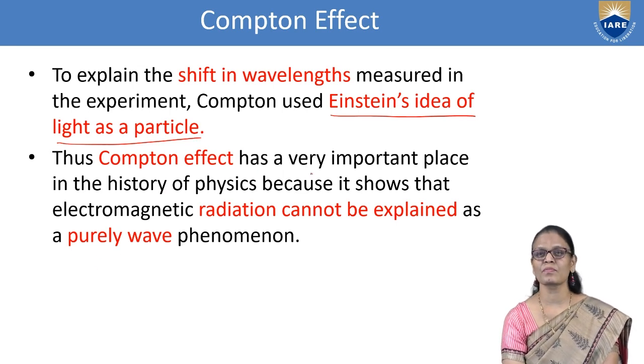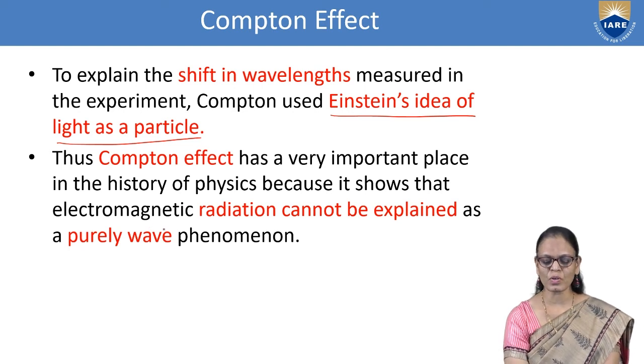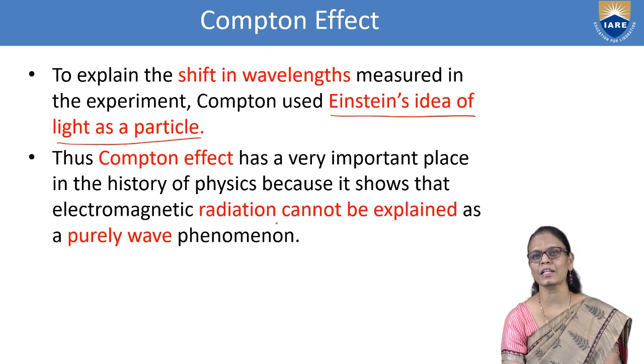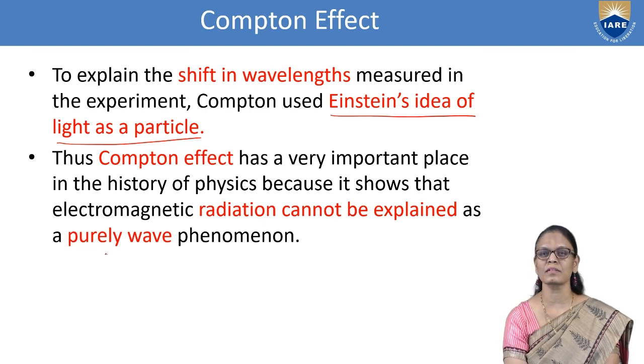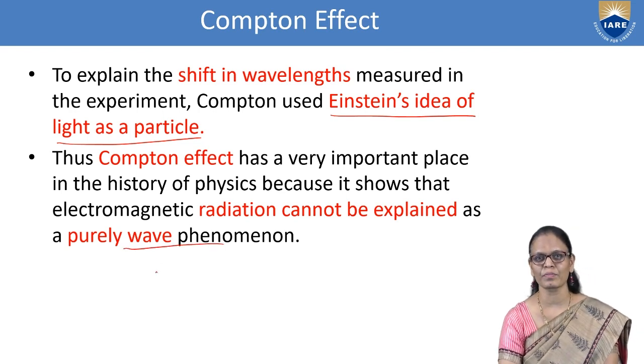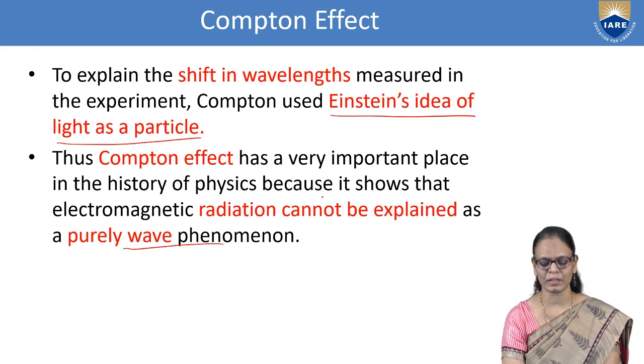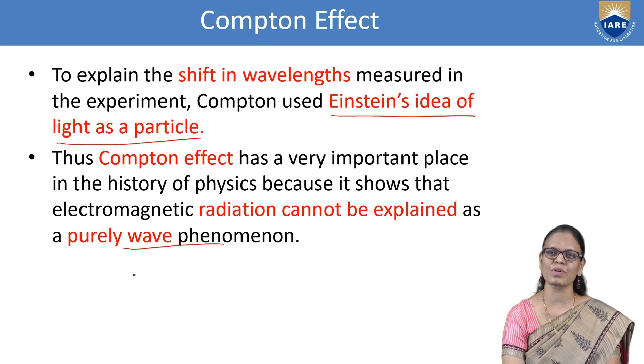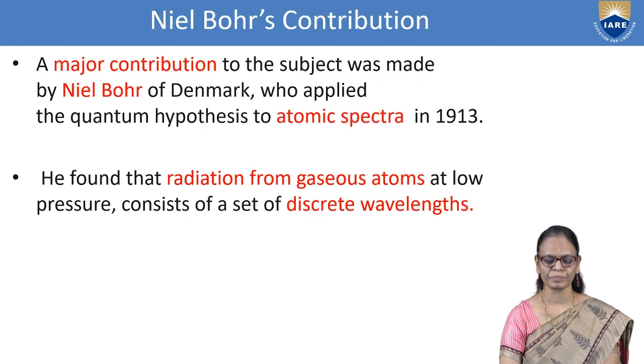Compton has a very important place in the history of physics because it shows that electromagnetic radiation cannot be explained as a purely wave phenomenon. It means if you consider the radiation only as a wave, you cannot explain many other phenomena. So this Compton effect also helped in understanding the quantum, or particle, nature of radiation.